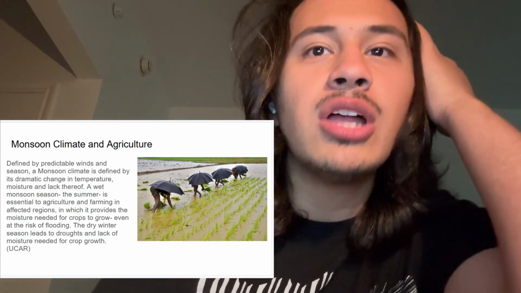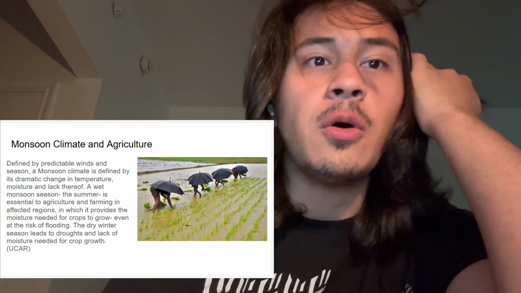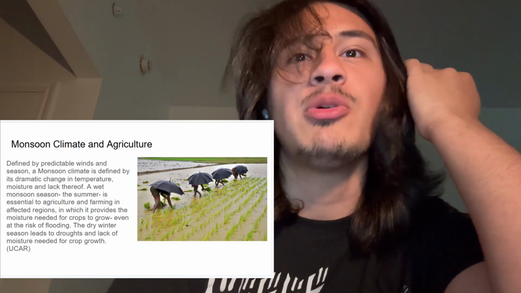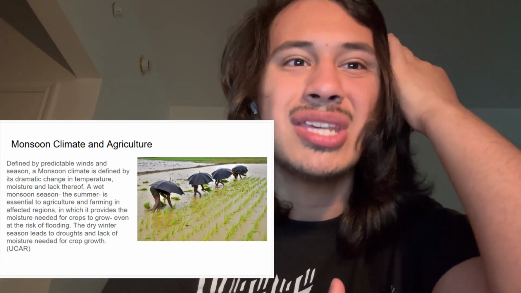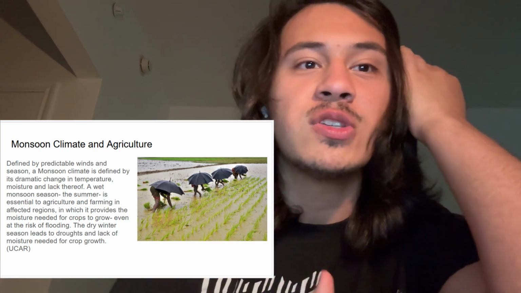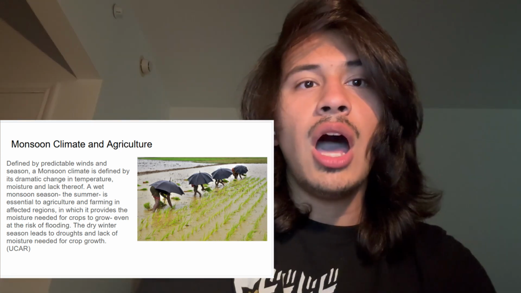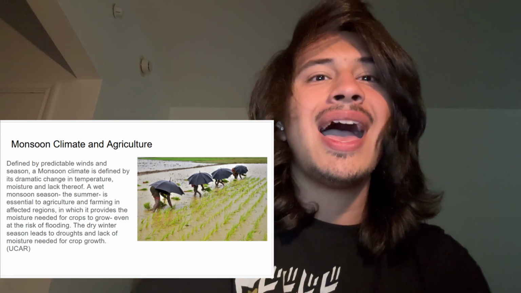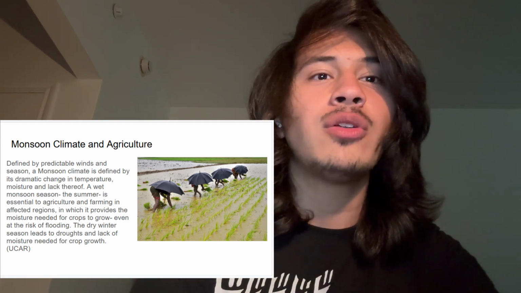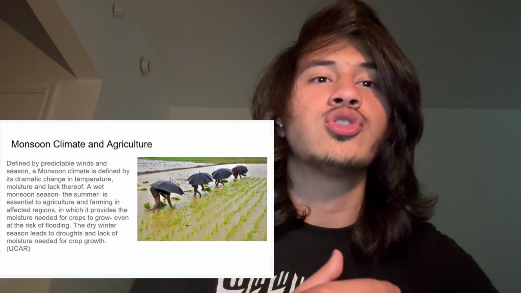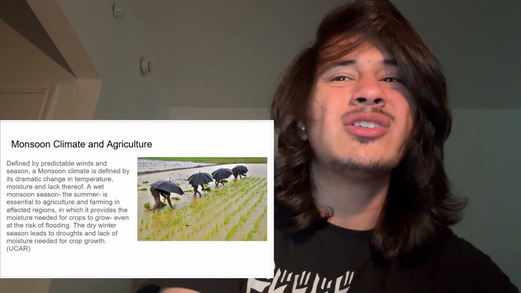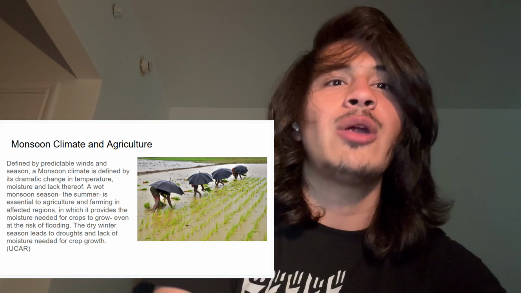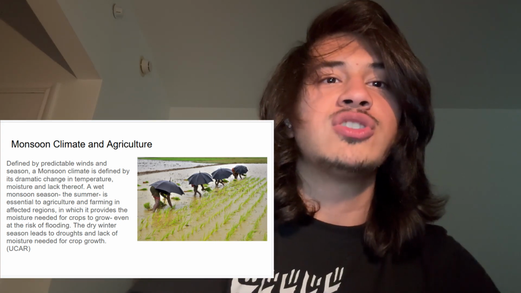So what does the monsoon do for agriculture? The monsoon is defined by its predictable winds and seasons. A monsoon climate is defined by its dramatic changes between summer and winter, with the summer being mostly wet and the winter being dry. A wet summer usually leads to flooding. However, it also allows more land to be arable for agriculture and crop production. Winter, on the other hand, usually decreases the amount of crops grown due to its very dry nature and lack of moisture in the air.